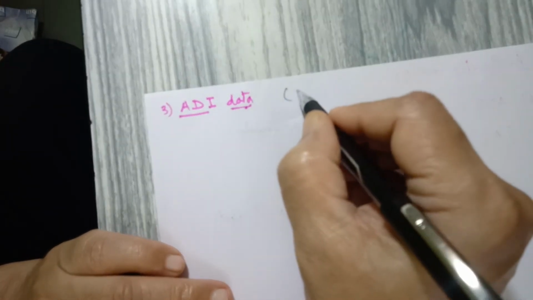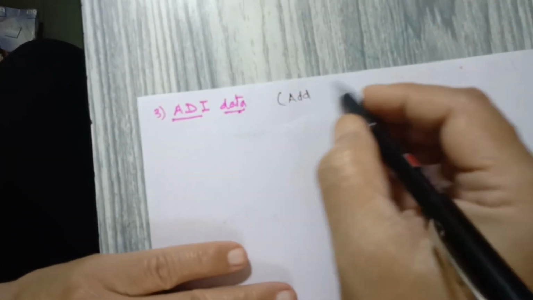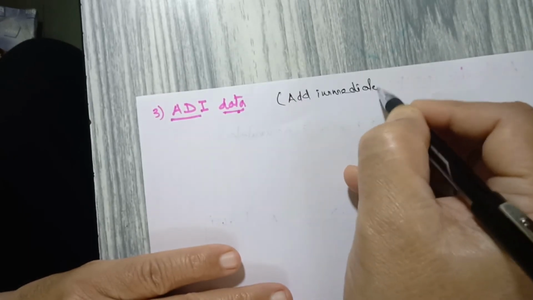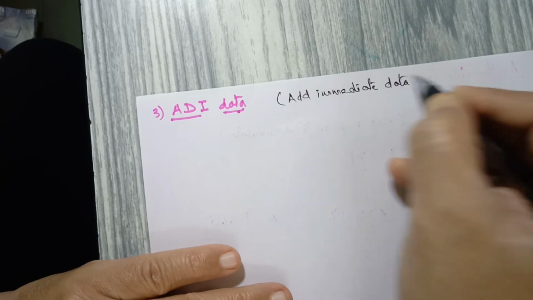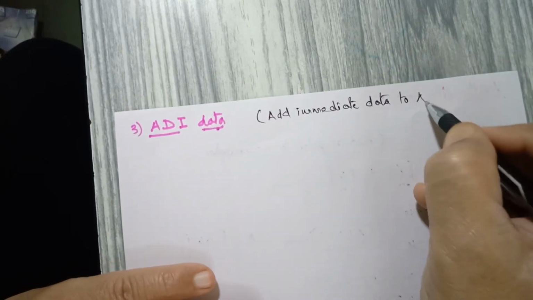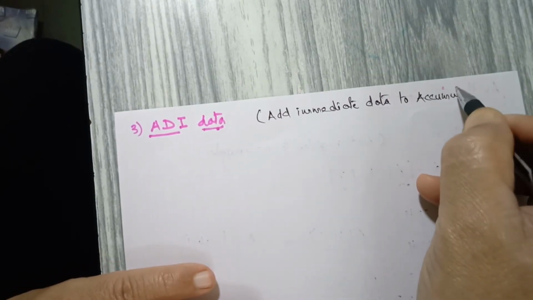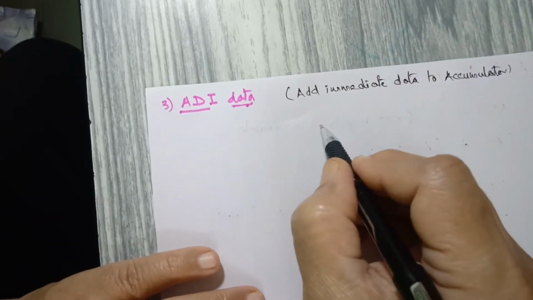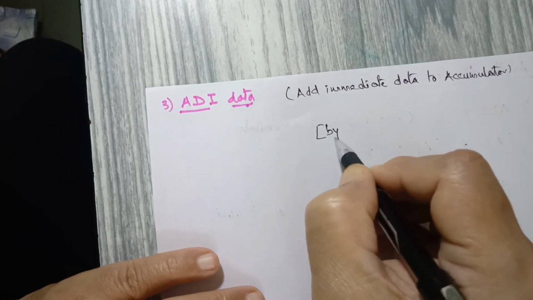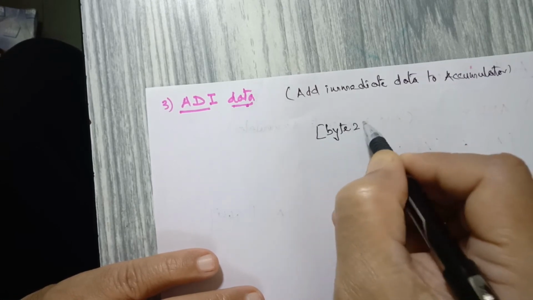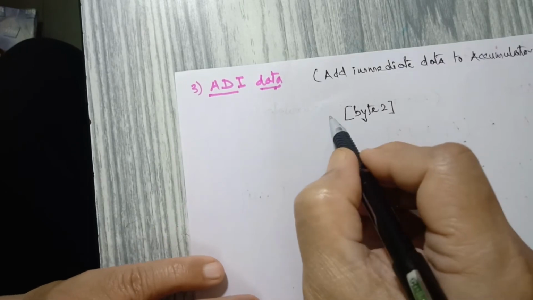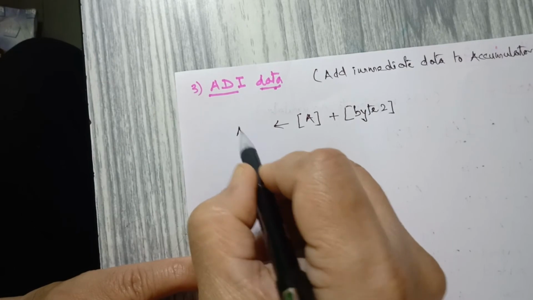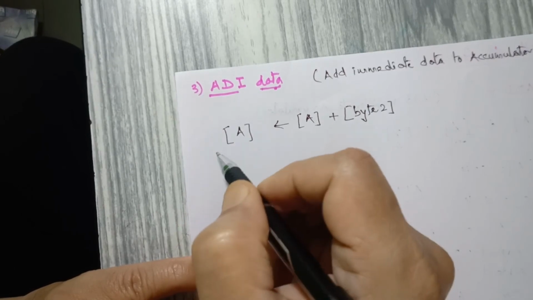So how to read this? Add immediate data to accumulator. So you can specify whatever number you want to add in byte 2 of the instruction, that will be added to the accumulator and the sum is placed into the accumulator.